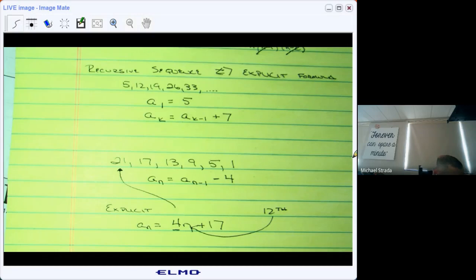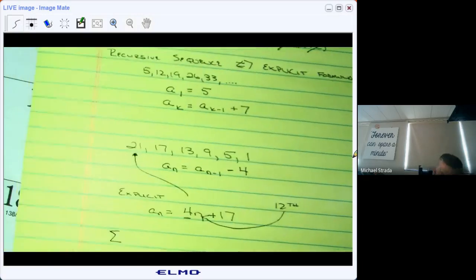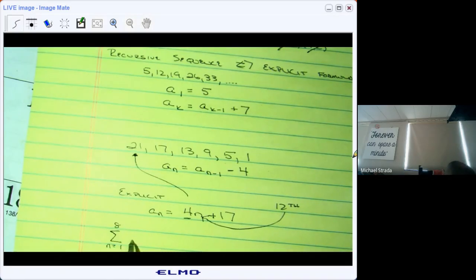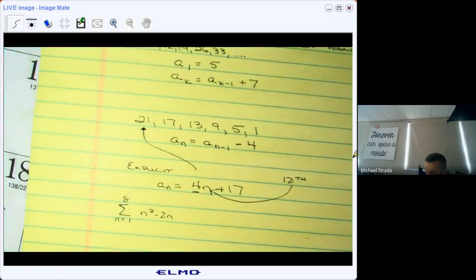There is one problem where you have to find the sum of a series: n equals 1 to 8 of n squared minus 2n, something like that. And you have to do the sum. Feel free to put it in the graphing calculator, it's fine.